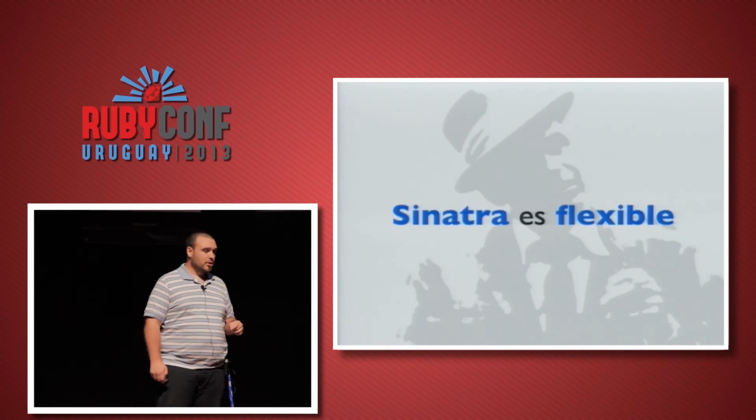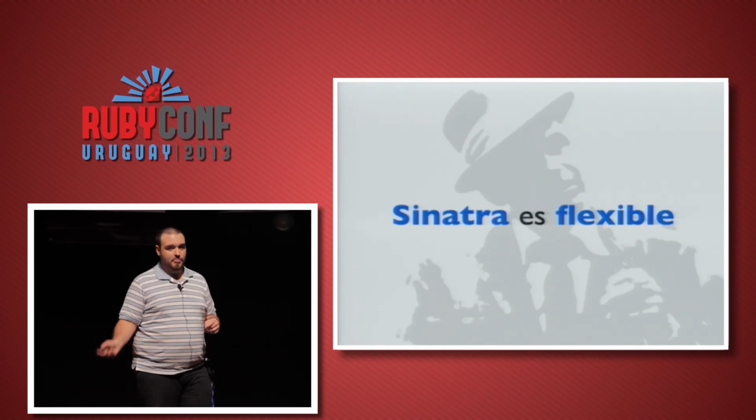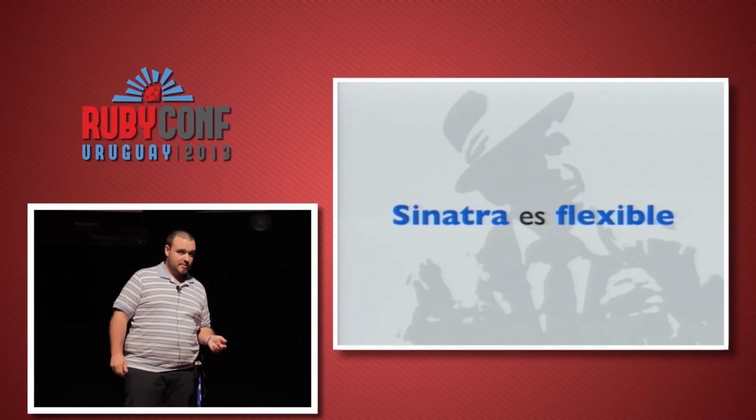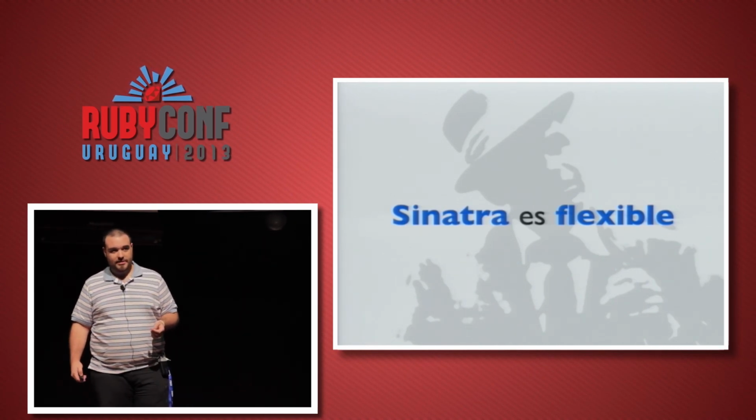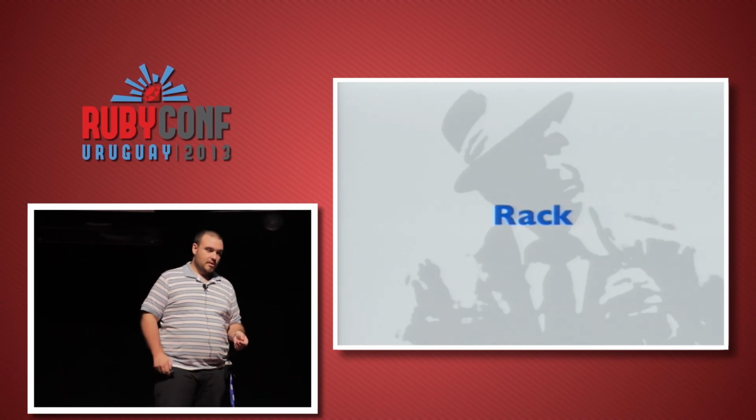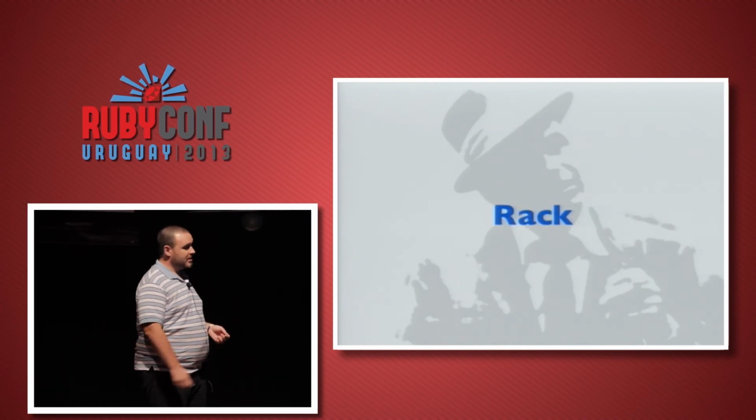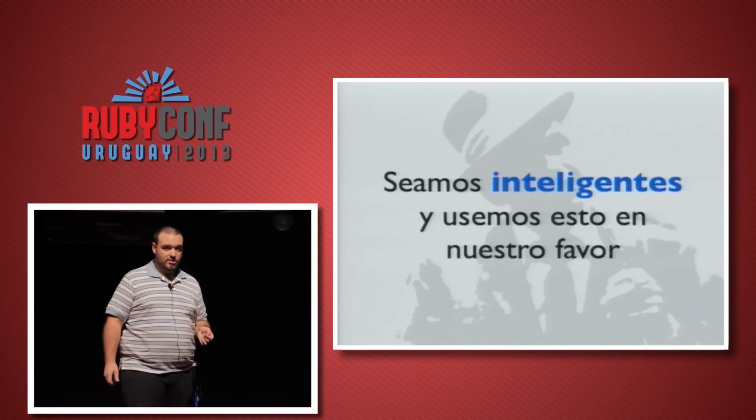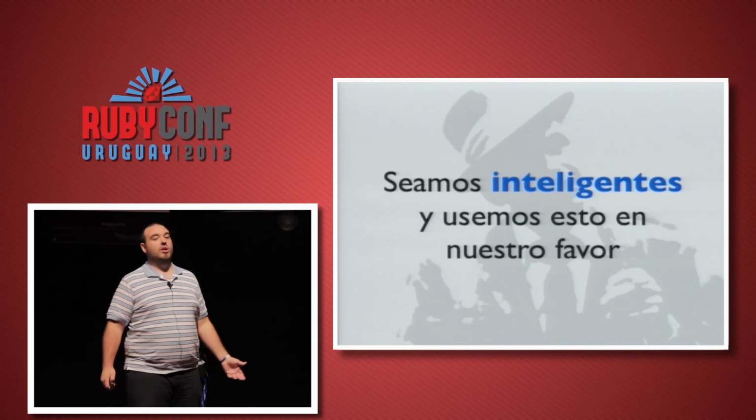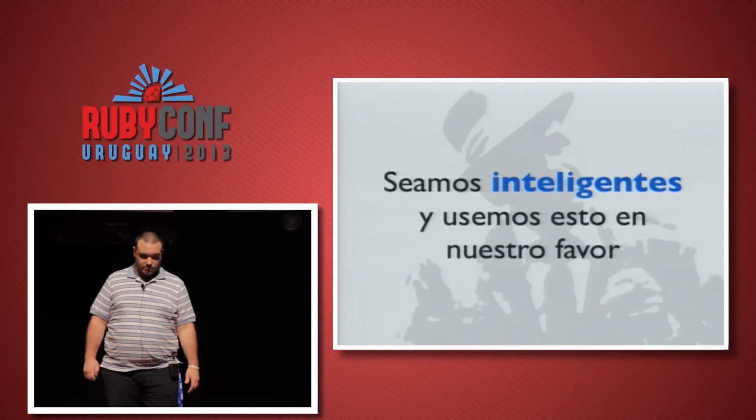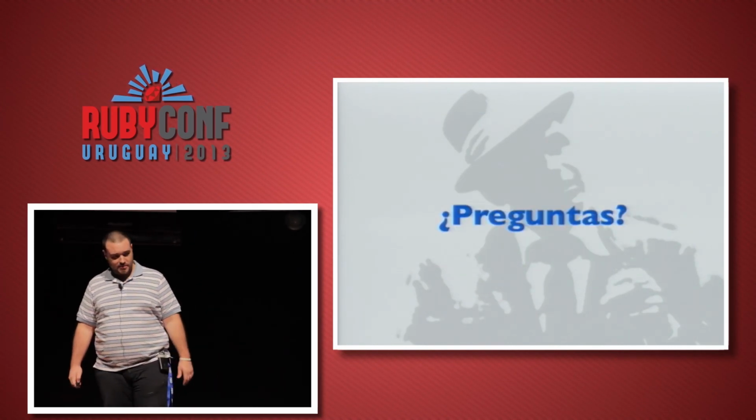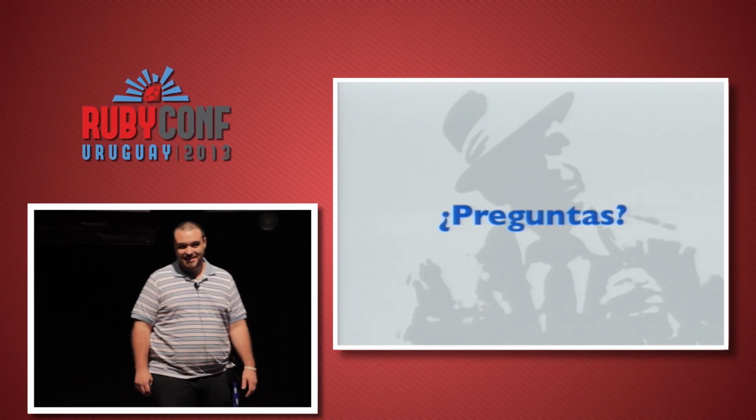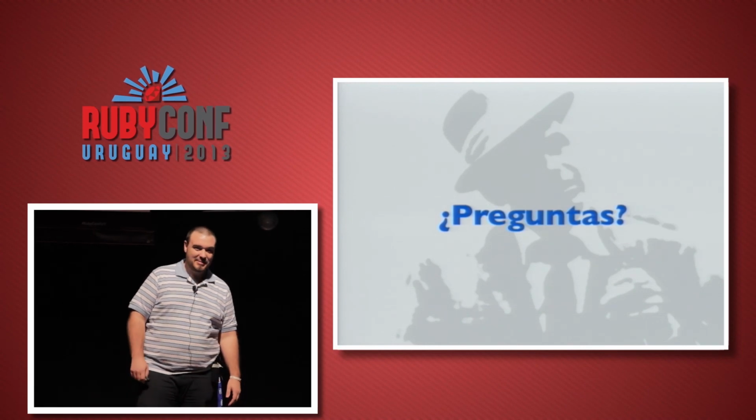So what we have to remember is that the problem that we had before was that Sinatra is flexible. That's not a problem, that goes in our favor. And Rack. Rack is essential. If we use Rack and we are clever, then we can do what we want. So I think I was very fast. I showed you 62 templates.